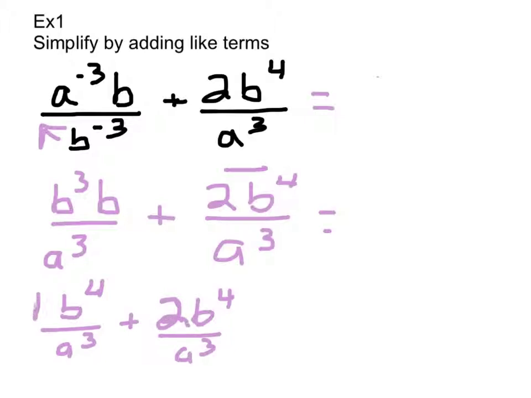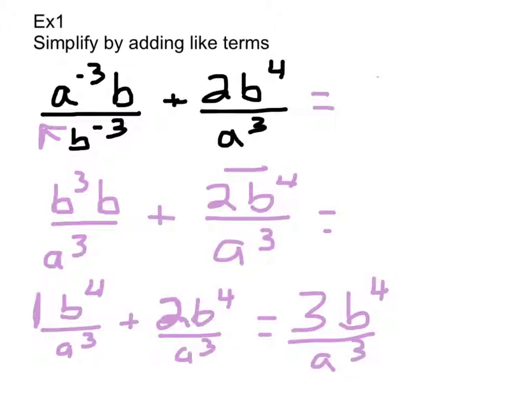To tell you the truth, I don't like this method as much as the second way. I'm going to show you how to do this. So here I have two of them, right? Now here there is not a number in front, so really I have one of them. So I have one of those b to the fourth over a cubed plus 2b to the fourth over a cubed. So I have 3 of the b to the fourth over a cubed, and I'm done.